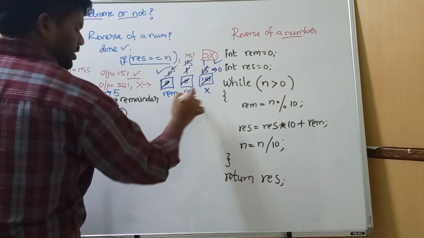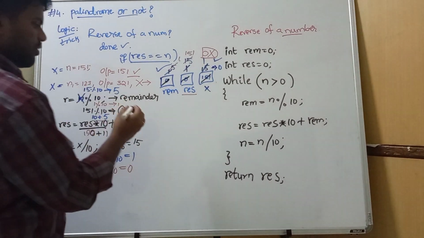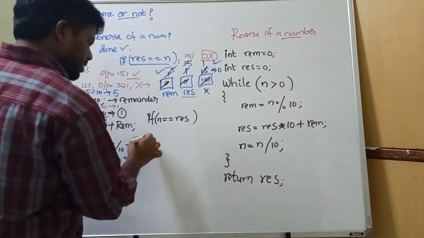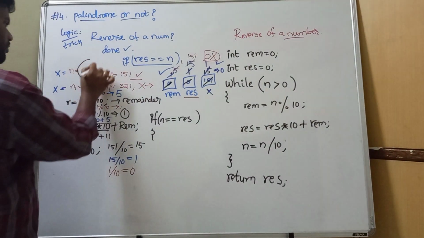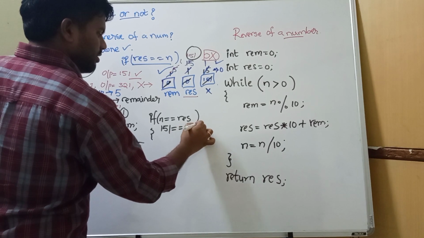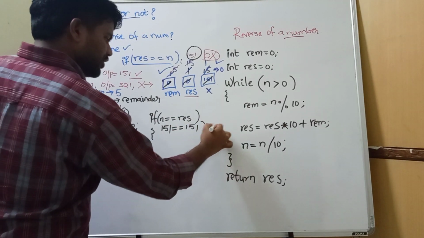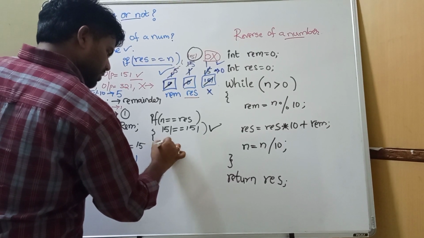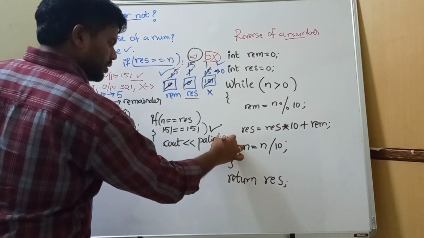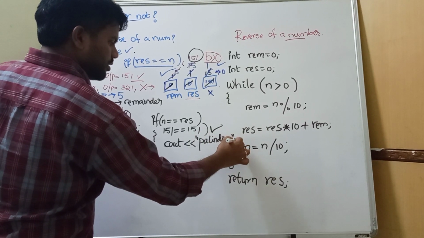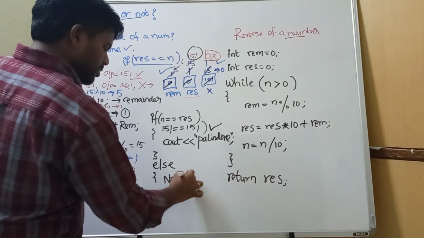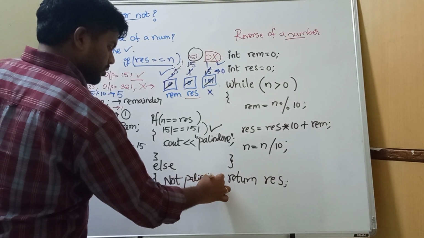So what is the result? What I have said, if n equals result, we'll check. What is the n value? 151. 151 equals, what is the result value? 151. So 151 equals 151. It is true, then we can say cout or whatever it is, print palindrome. Else, not palindrome.